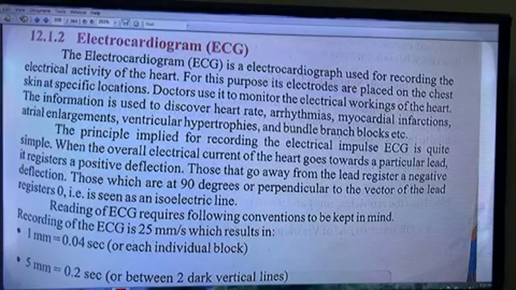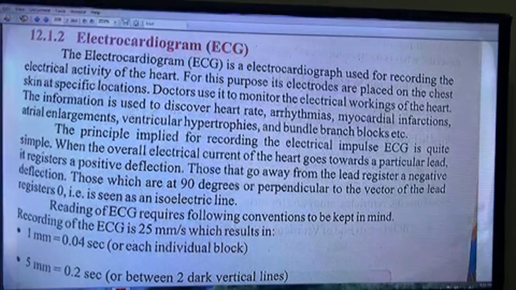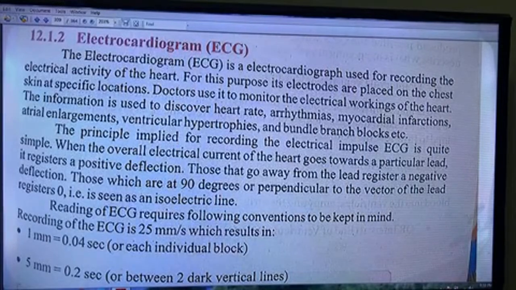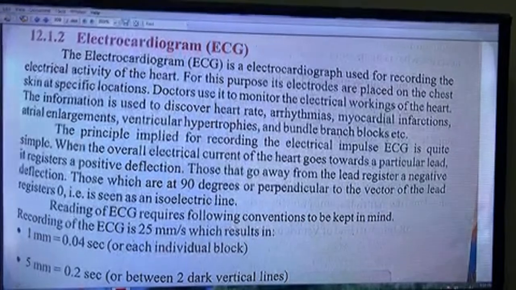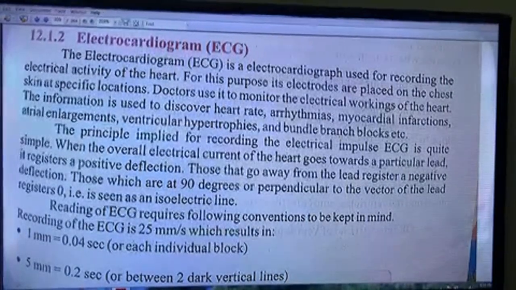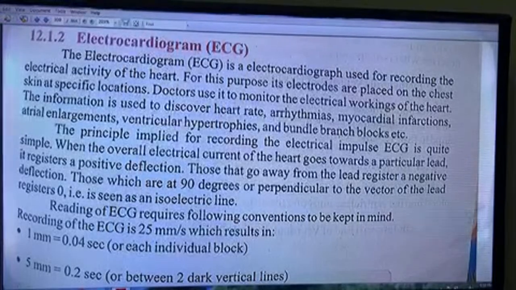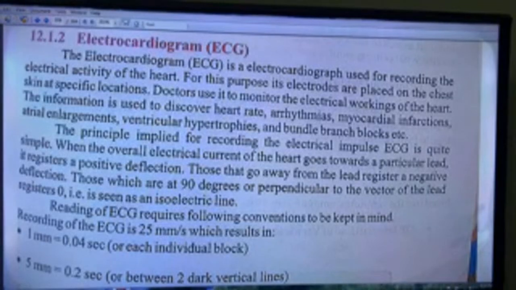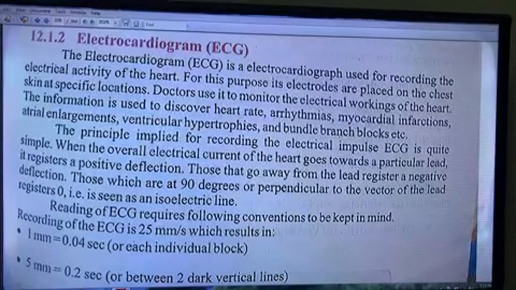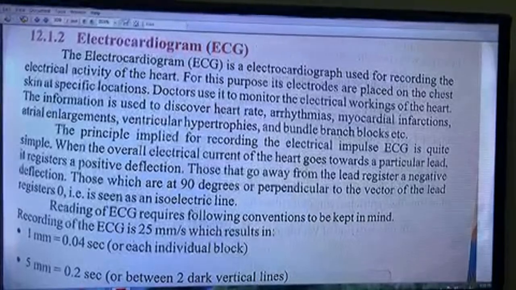Electrocardiogram. The electrocardiograph is used for recording the electrical activity of the heart. For this purpose, its electrodes are placed on the chest skin at specific locations. Doctors use it to monitor the electrical working of the heart. The information is used to discover heart rate, arrhythmias, myocardial infarctions, atrial enlargements, ventricular hypertrophies, bundle branch blocks, etc.